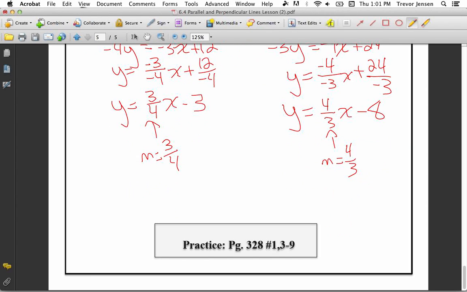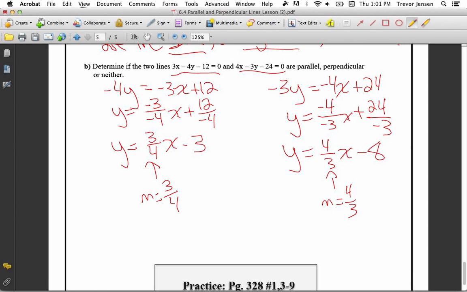So, in fact, these lines are neither parallel or perpendicular. The slopes are not the same. 3 over 4 is not equal to 4 over 3, so they're not parallel lines. And they're not negative reciprocals either. A slope perpendicular to 3 over 4, you would have to flip it, so 4 over 3, but you would also have to make it negative.